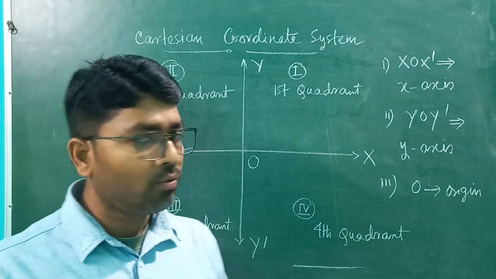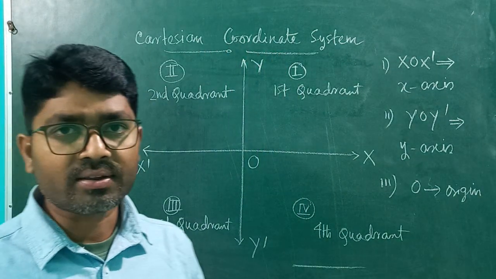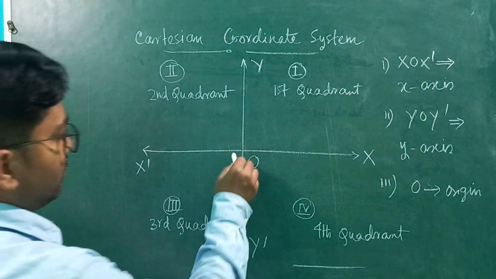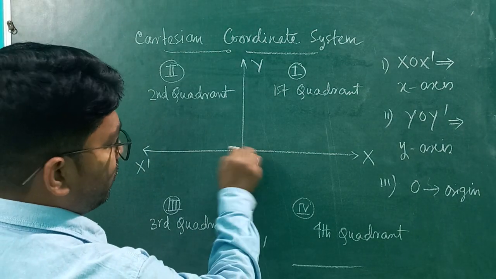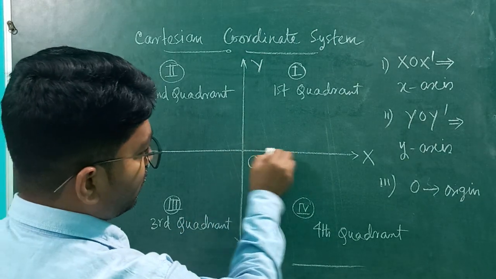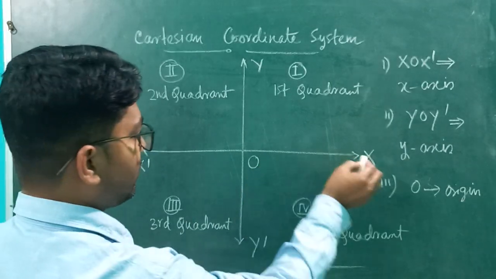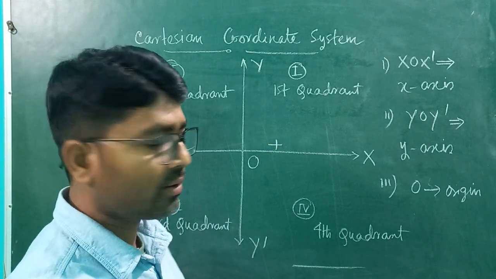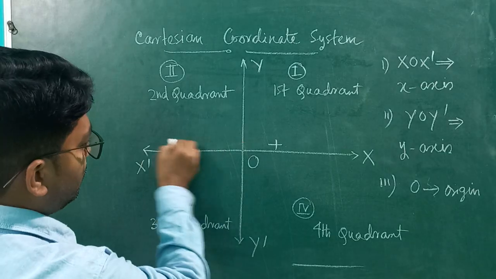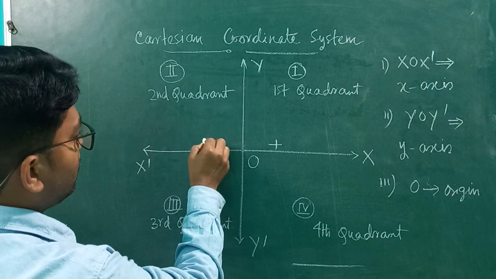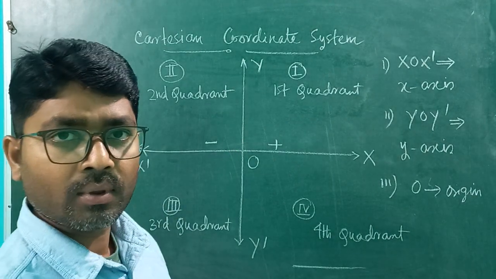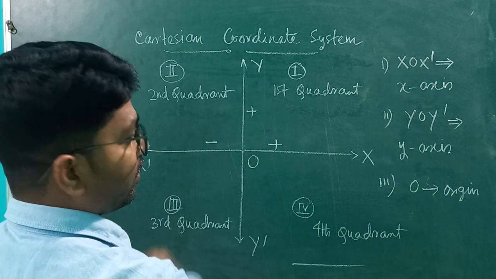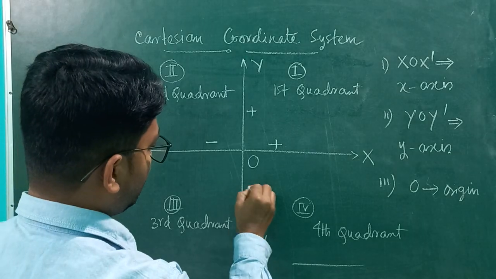Secondly, in this system there is a sign convention. What is the sign convention? If you start from the origin and move towards the right side along the x axis, we consider this as positive, that is plus, and if you move towards the left side, we consider this as minus. If you move upward, this is plus, and if you move downward, this is minus.